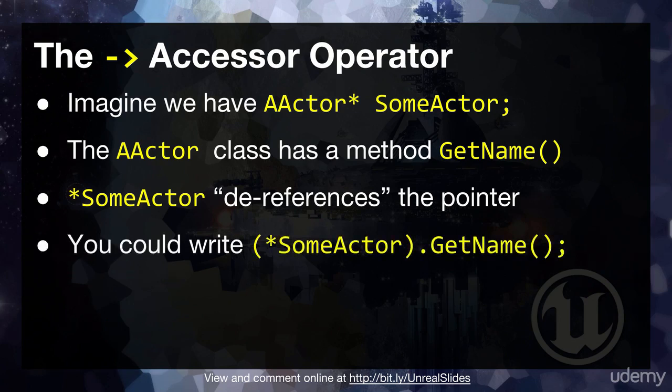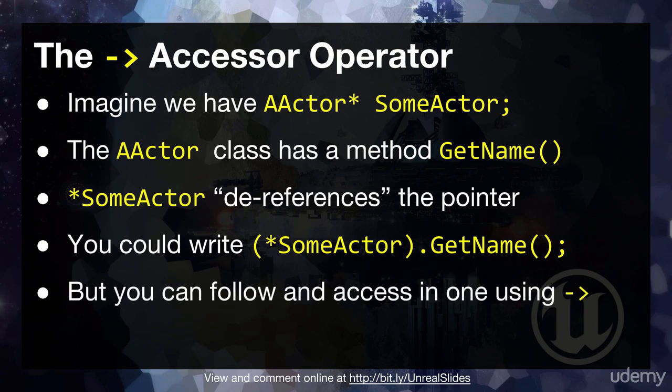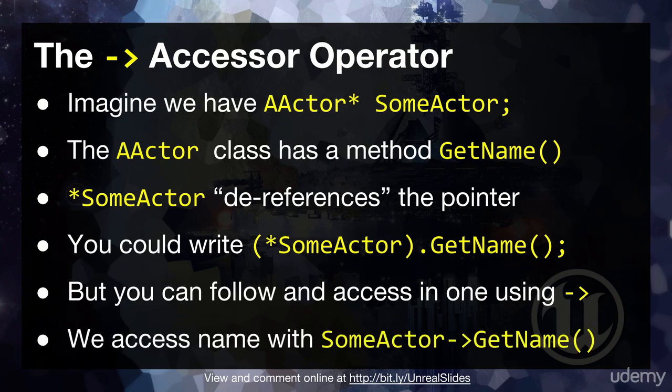So you could write star someActor in brackets, just to help the compiler treat that as one, .getName. And that would be the same as following the pointer over to the memory address where someActor lives, and then calling the getName method on it. But that's somewhat cumbersome. So there's an operator, called the arrow operator, as shown there, which allows you to follow and access all in one. So we can access the method by saying someActor dash right chevron getName.